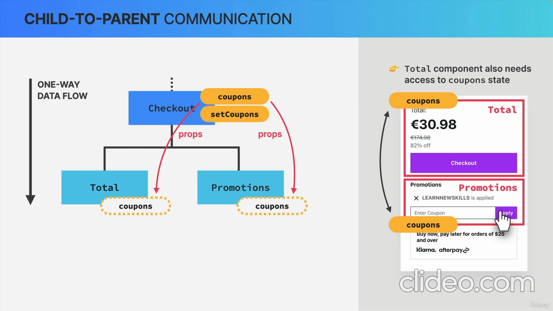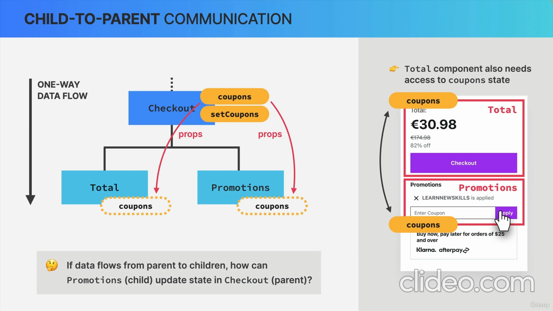Promotions only receive this data via props. But as you know, we cannot mutate props. So that's one of the hard rules of React. So what we're asking here is, if we have one-way data flow, so if data can only flow from parents to children, then how can the child component promotions update the state that lives in the parent component checkout?